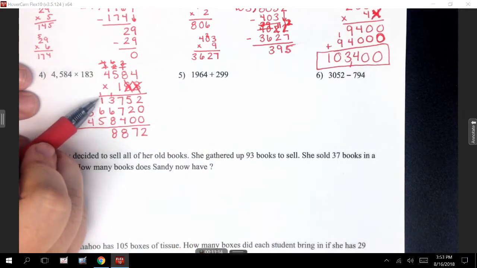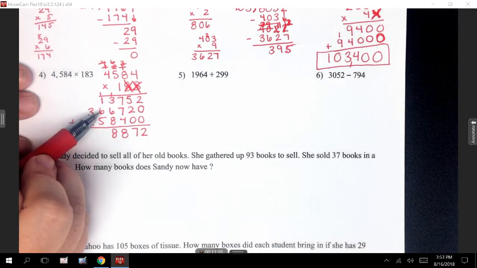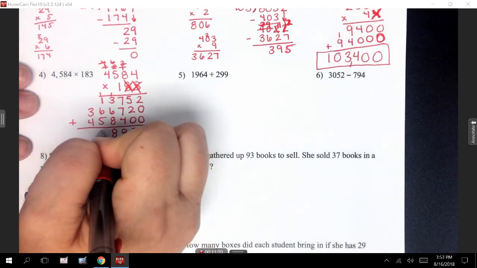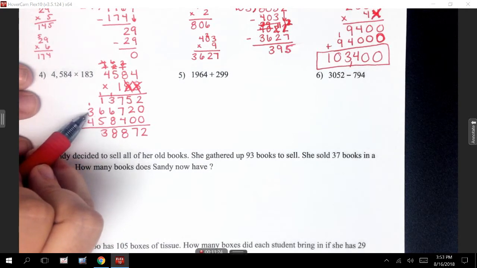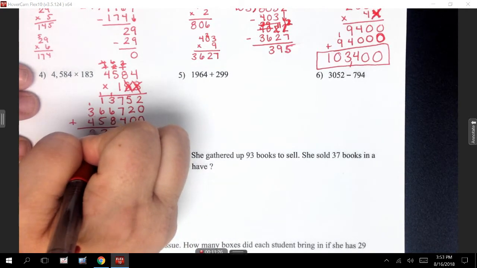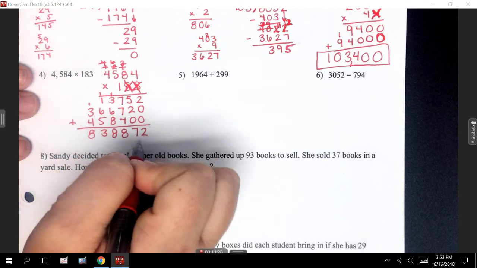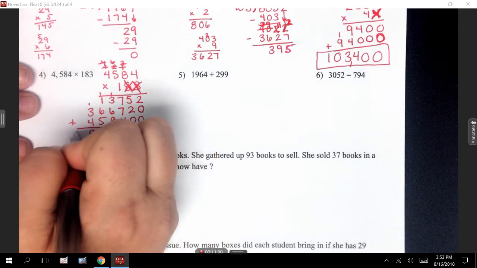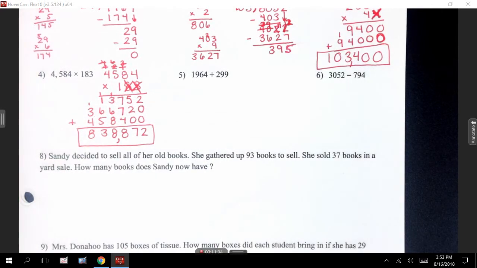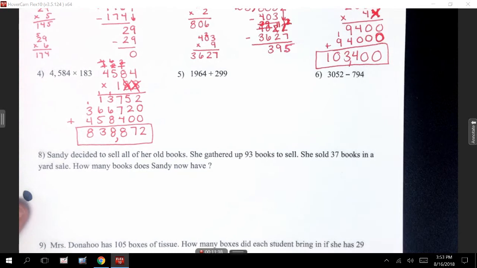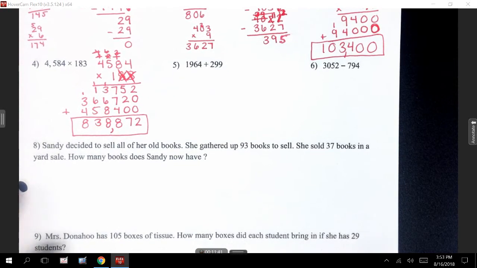Again, adding it first. 1 and 1 is 2, plus 6. 2 plus 6 is going to be 8, plus 5 gives me 13. Carry that 1, which gives me 1 plus 3 is 4, plus 4 more is 8. So as long as I did not make any silly mistakes, my answer is going to be 838,872. Guys, with these big numbers, even me as your math teacher, you've really got to be careful.